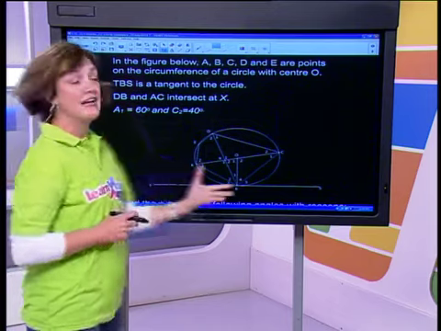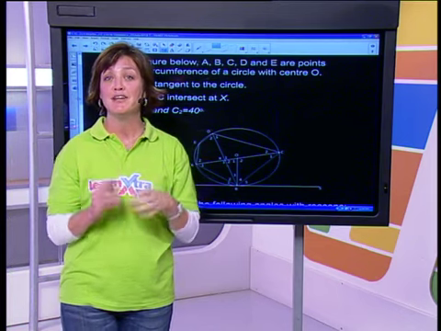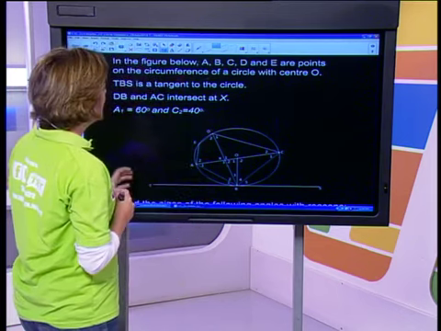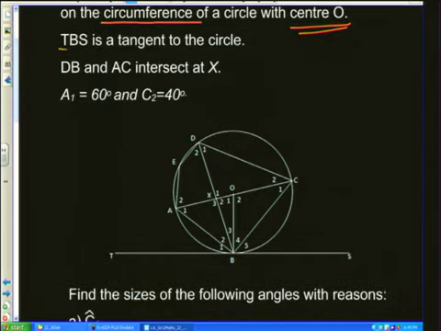Just like I've been saying with every other question, start by reading that initial piece of information very carefully. In the figure below, A, B, C, D, and E are points on the circumference. That's important, guys, because that implies that we can use cyclic quads. Points on the circumference with a center of O. Remember your first 3 theorems with regards to that. TBS is a tangent, very important, to the circle. DB and AC intersect at X, so they're just clarifying where those 2 lines intersect.